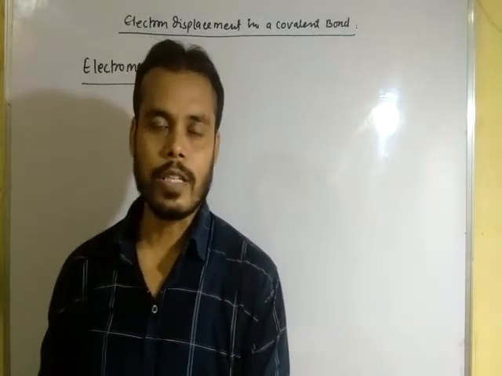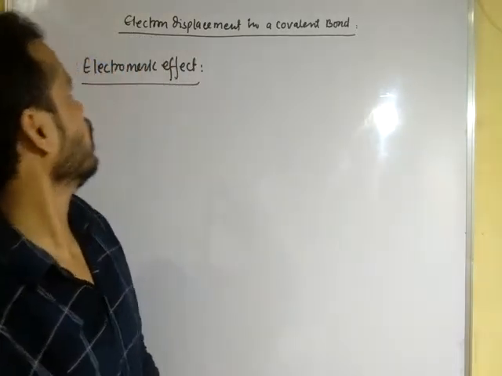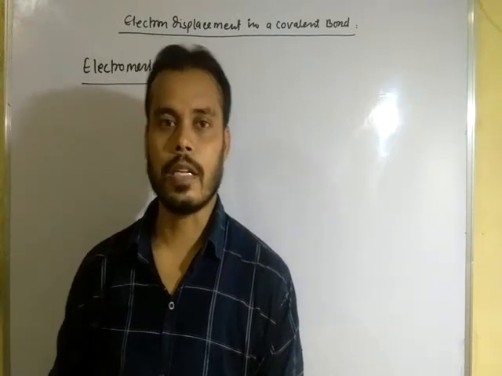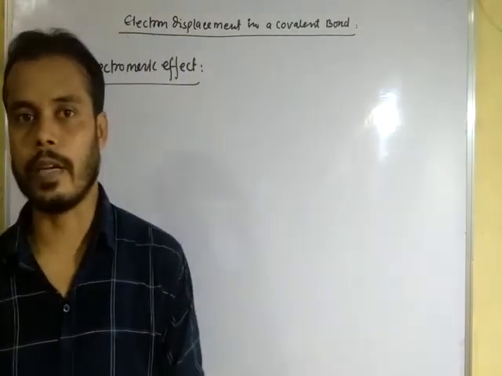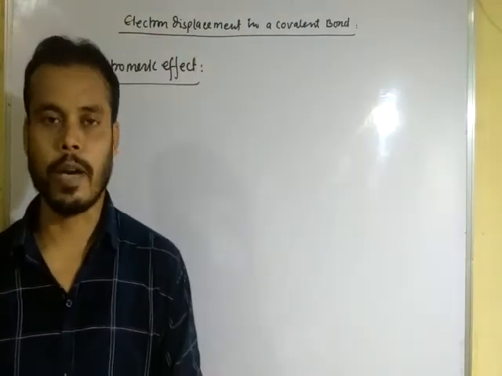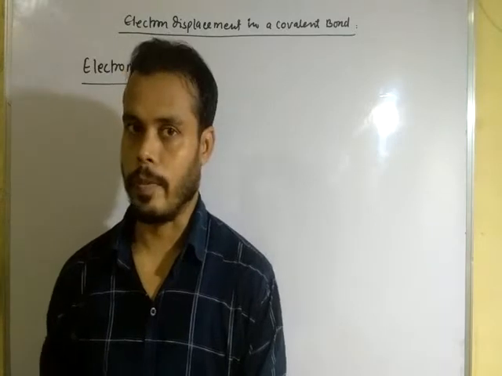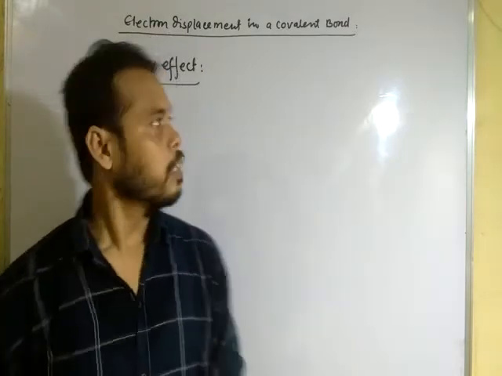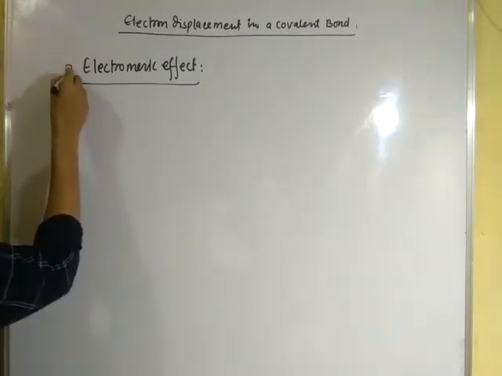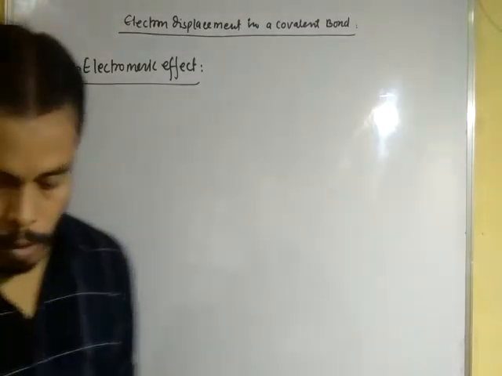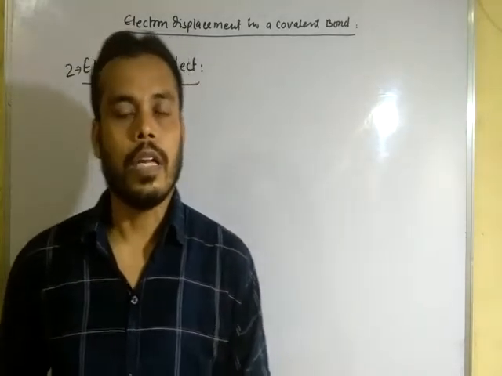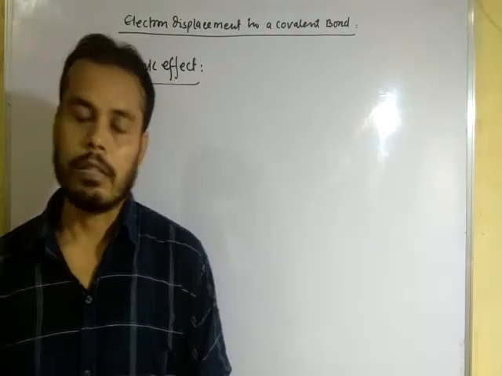Today we are going to discuss another effect, the electromeric effect. In the last video we discussed the inductive effect, and we saw that inductive effect is of two types, minus inductive effect and plus inductive effect. Next one is the electromeric effect, the second one. What is the electromeric effect, and in which type of compound does it occur?